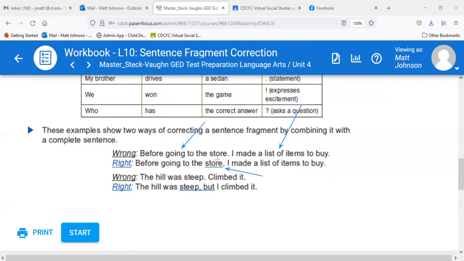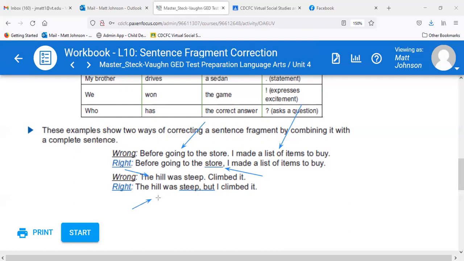I made a list of items to buy. So that makes it a complete sentence there. Same thing here, we're just gonna need a conjunction for the 2. The hill was steep, climbed it, not complete thoughts, right? The hill was steep, that's a standalone sentence. That makes sense. I can describe something, the hill was steep, but climbed it, doesn't have a subject, doesn't tell me what's going on. We need more information.